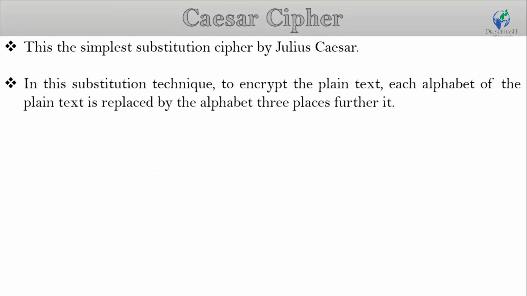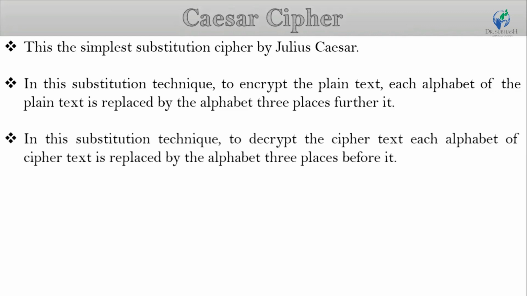In this substitution technique, to encrypt the plain text, each alphabet of the plain text is replaced by the alphabet three places further along, and to decrypt the ciphertext, each alphabet of the ciphertext is replaced by the alphabet three places before it. Note that the alphabet is wrapped around so that the letter following Z is A.